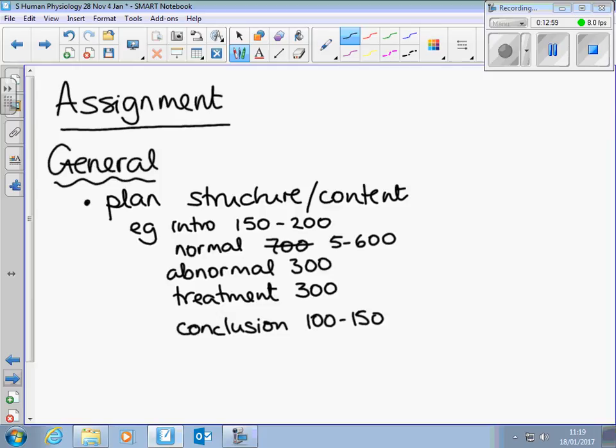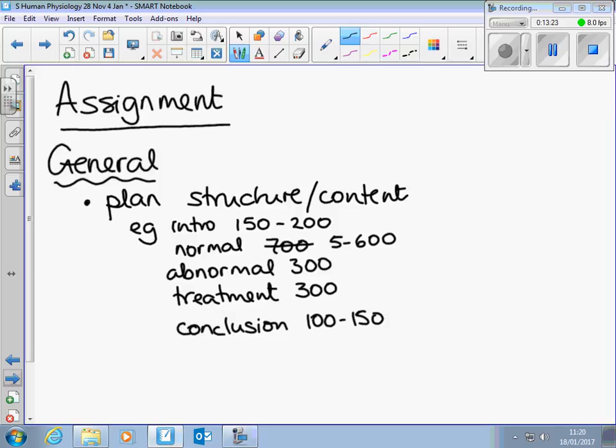And having done that, I would then start on whichever bit I felt was most interesting, or I'd found some information on. You don't have to start on the normal function. You could start on the abnormal function. You could start on the treatment. It doesn't matter. If you've got it laid out like that, then you know roughly how many words you've got.